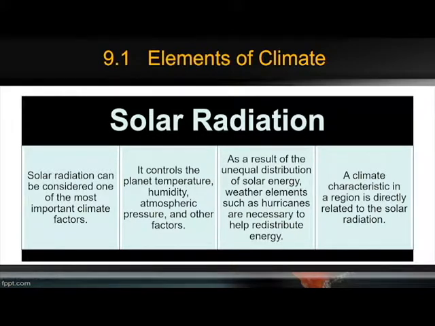Solar radiation. So how the sun impacts our system. The sun is considered the most important climate factor because it controls the planet's temperature, humidity, atmospheric pressure, and other factors. So you study how this uneven distribution of solar radiation has an impact and creates phenomena like hurricanes, tornadoes, or mid-latitude cyclones. So climate is characteristic for a specific region, as you expect.